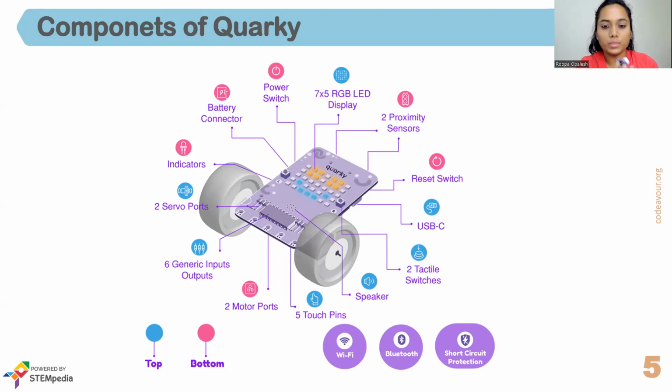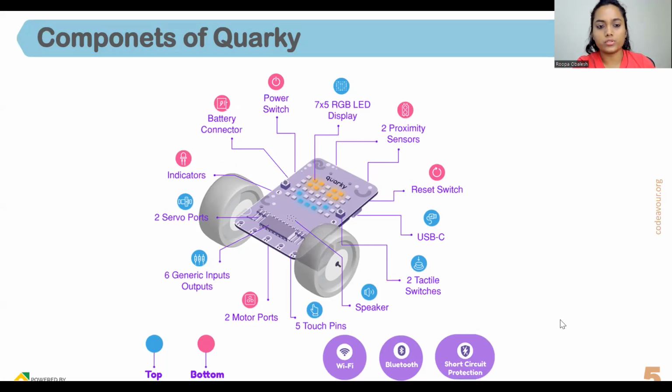So these are some of the important components of Quarky. Apart from that, it also has inbuilt Wi-Fi and Bluetooth connection. You can use Bluetooth, and it is also short circuit resistant. So these are the important features of Quarky. Okay, so Quarky will be our journey buddy, where we can do lots of activities using it.